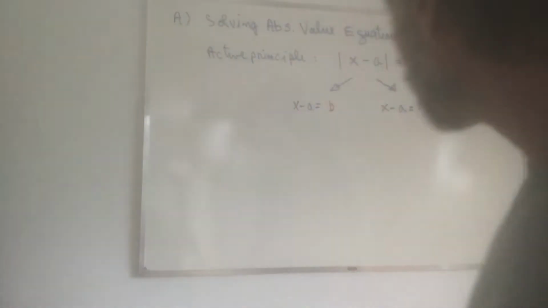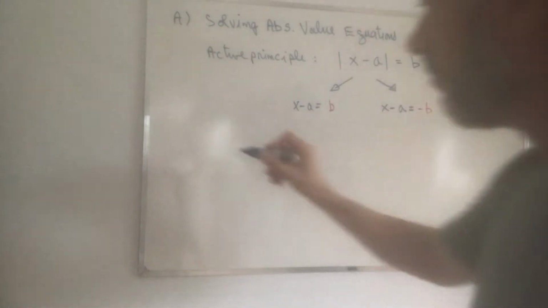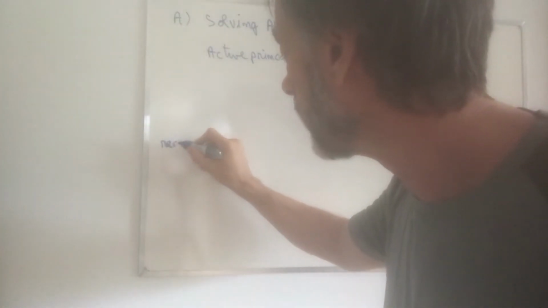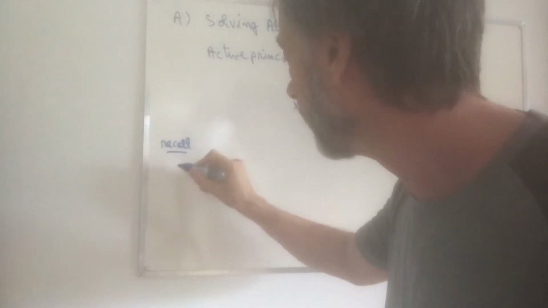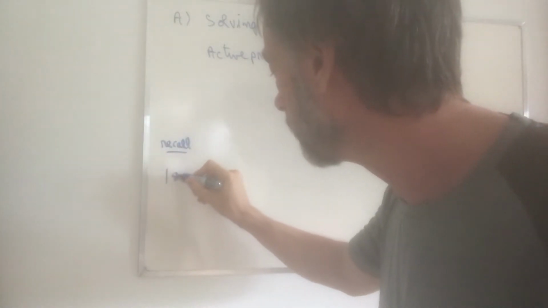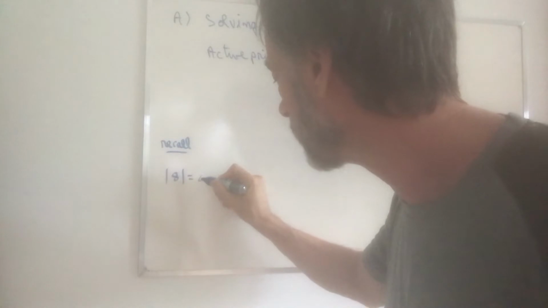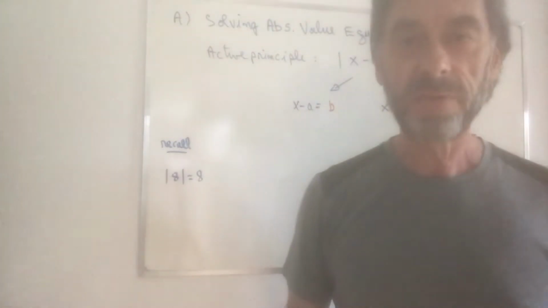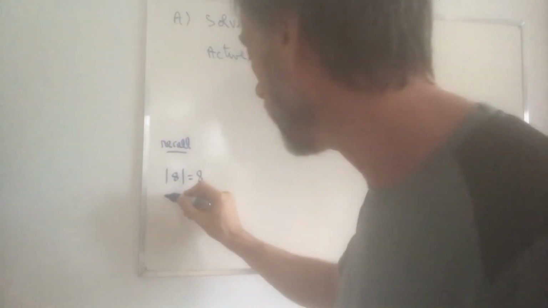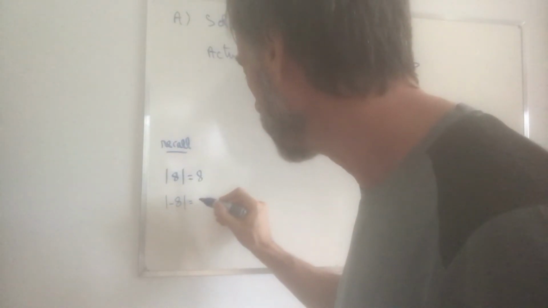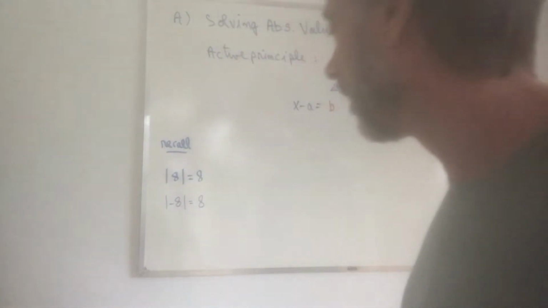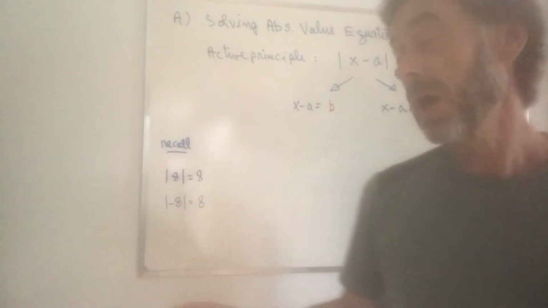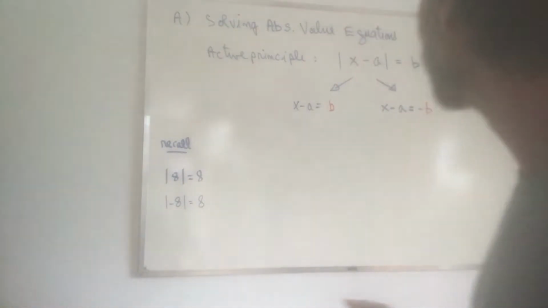Good. Now, remember what the absolute value does, right? We all remember that if we take the absolute value of, say, a positive number 8, by definition we get 8. But should we want the absolute value of minus 8, then the negative is actually gone, and we get 8. We all remember that, I'm pretty sure.